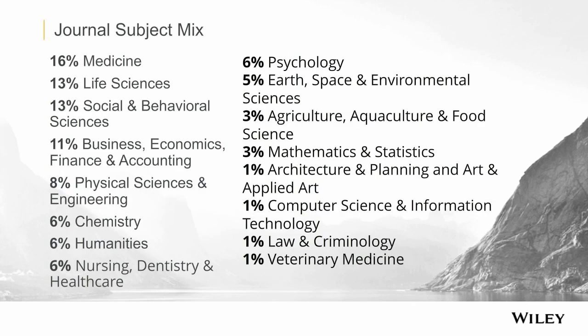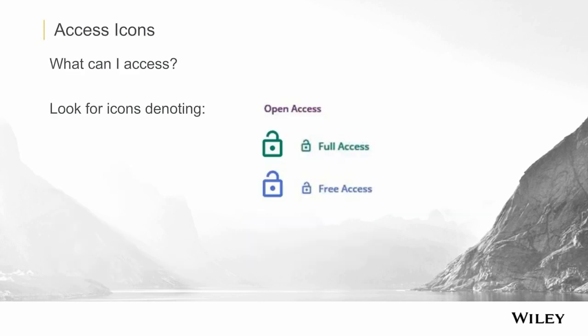You can see on this slide how our journal content breaks down, with hundreds of renowned journals in medicine and life sciences, business, finance and social sciences, and physical science and engineering. One of the most useful tools when browsing content on Wiley Online Library is the ability to tell what content you have access to via your institution or via open access initiatives.